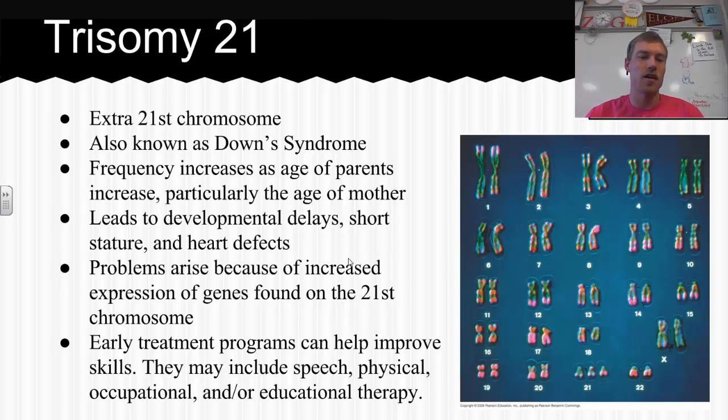Trisomy 21 leads to developmental delays, including short stature and heart defects that can be corrected. Again, problems are going to arise because of increased expression of the genes found on the 21st chromosome. So that's going to lead to all the issues. Now, there are some treatments that can improve some of the skills, although there's no way to actually fix the problem. They can include speech, physical, occupational, or educational therapy to just help the individual cope with the problems that they're going to have.